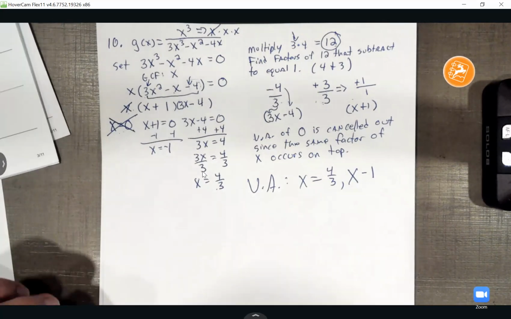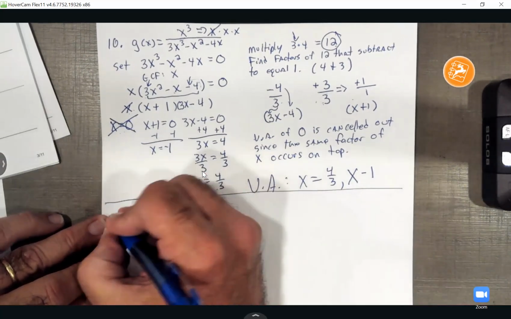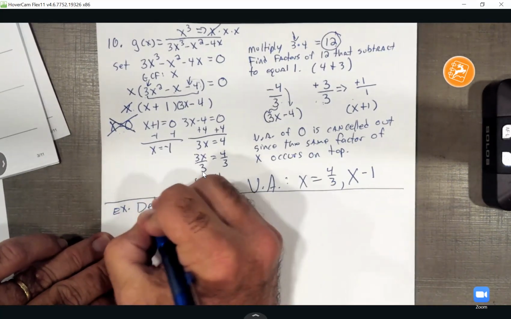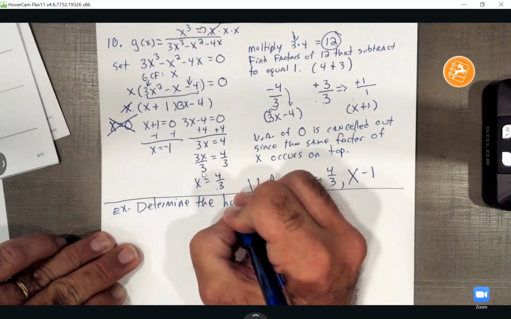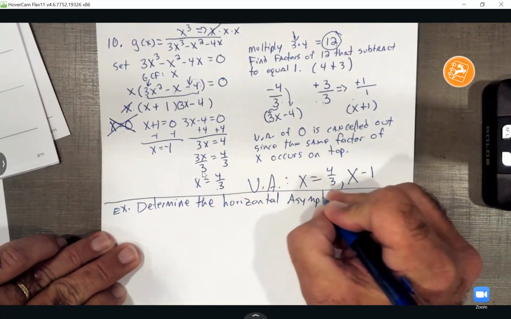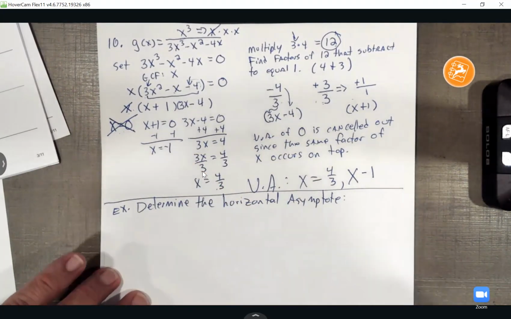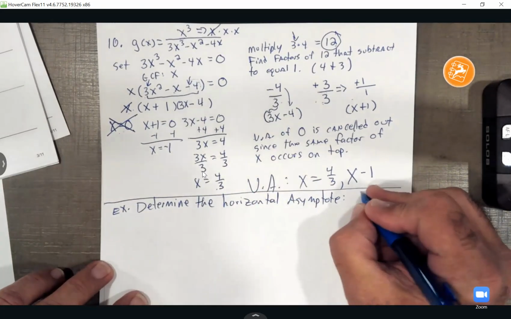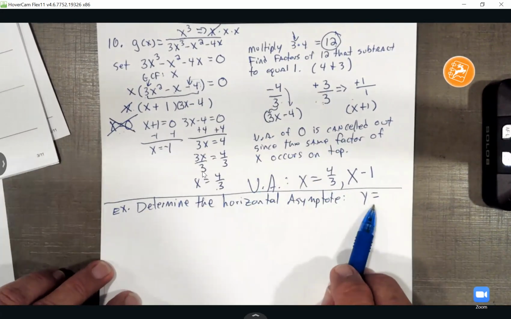All right, so let's do 3 problems where we find our horizontal asymptote, then I'll be done with it. So y'all, these problems will say determine the horizontal asymptote. Now remember, I'm looking at the degree of the polynomial. You got three cases: top heavy, bottom heavy, or they're equal. And these will all be a y equals a number.